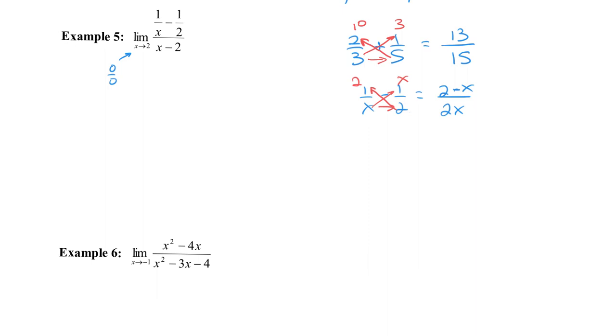And you'll get that regardless of how you do it. So if you do it the traditional way, where you get a common denominator and then subtract, you'll get the same thing. So either way we go, we're going to end up with the limit as x approaches 2 of (2 minus x) over 2x, and on the bottom, we've got x minus 2. So we combined these terms in the numerator, and now we've got a fraction divided by a fraction.